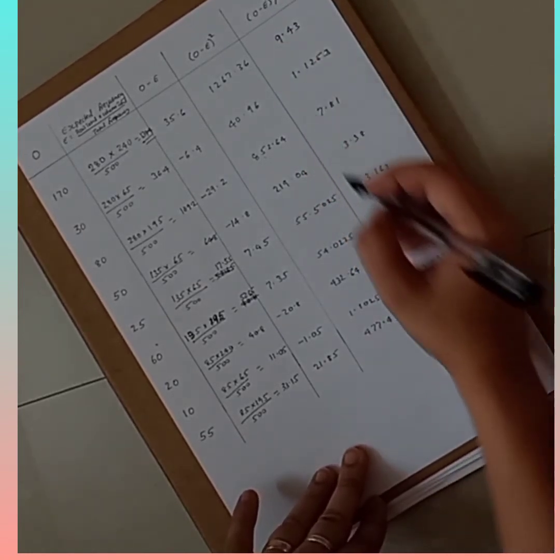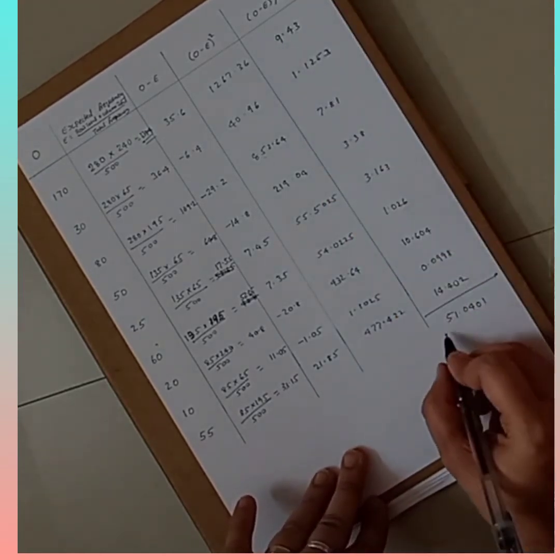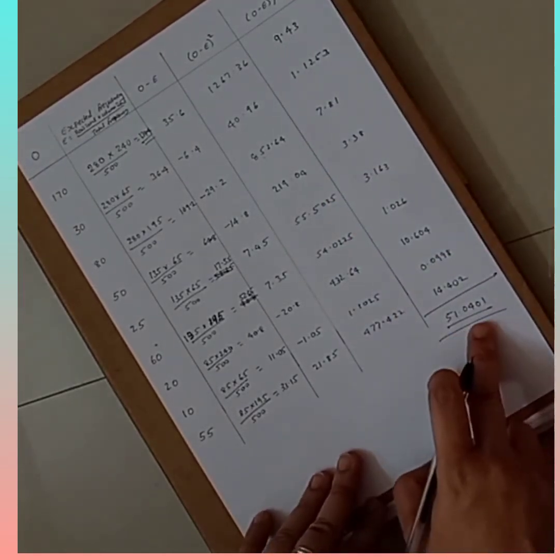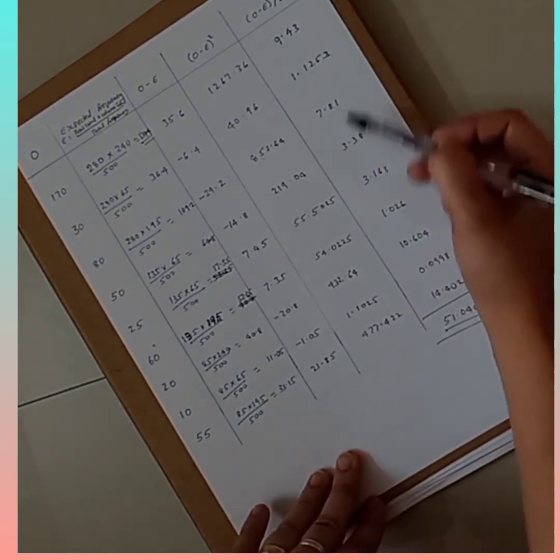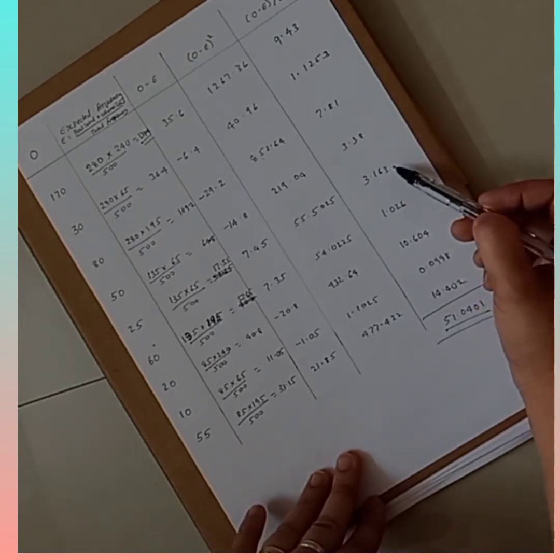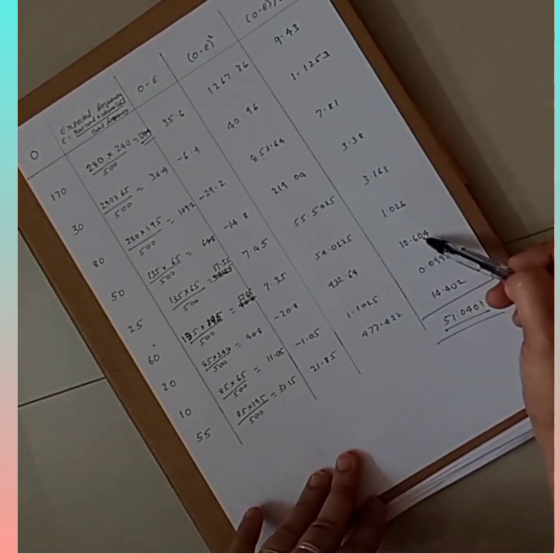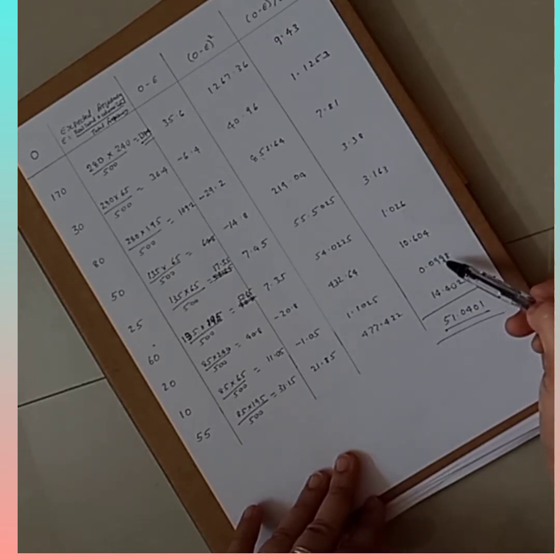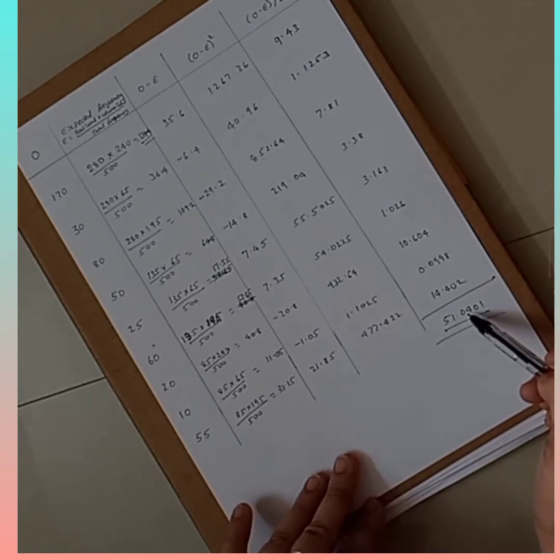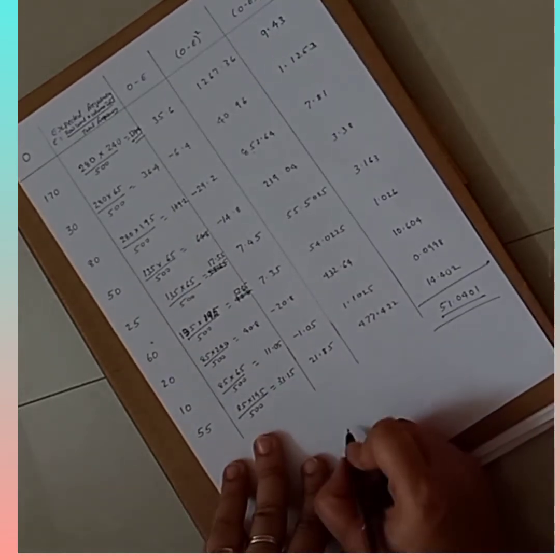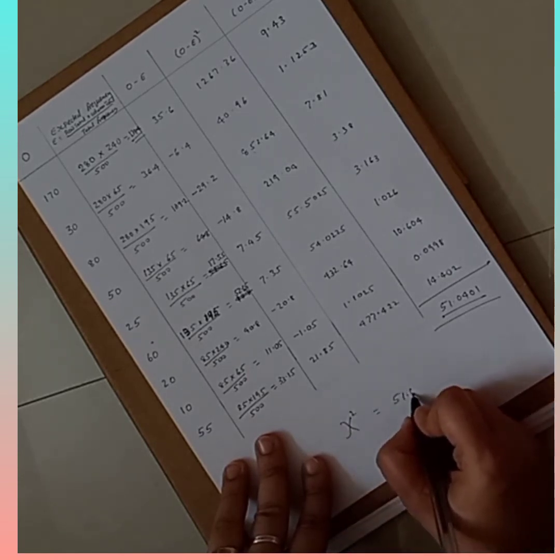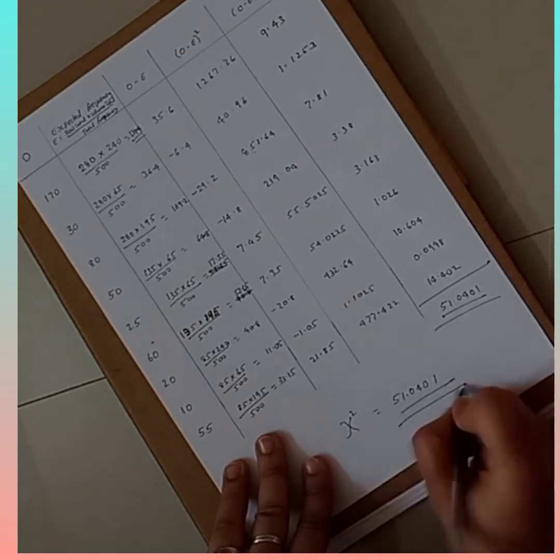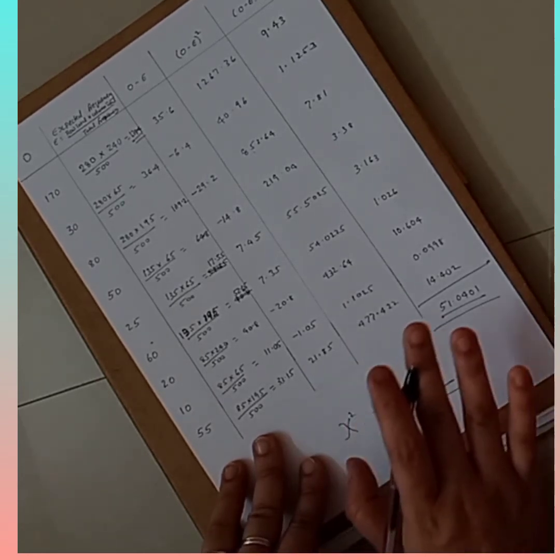Now what is the next step? The next step is to sum up all these values. So finally you will get 51.0401, that is 9.43 plus 1.1253 plus 7.81 plus 3.38 plus 3.163 plus 1.026 plus 10.604 plus 0.0998 plus 14.402. So you will get 51.0401. This is your chi-squared value. You need to write the chi-squared value as 51.0401. This is the calculated value of chi-squared.